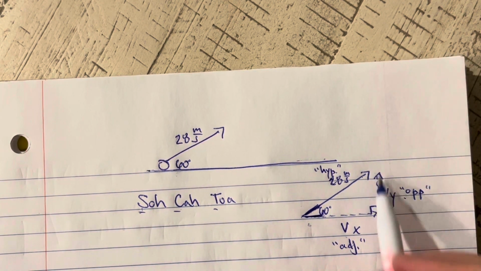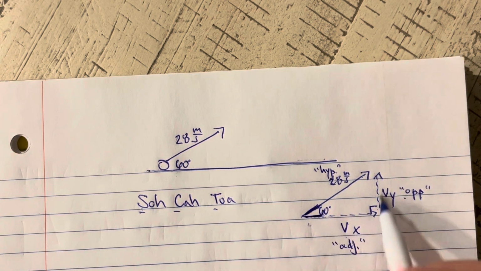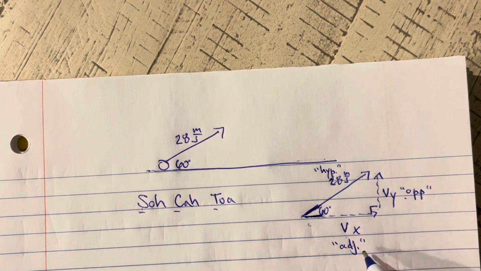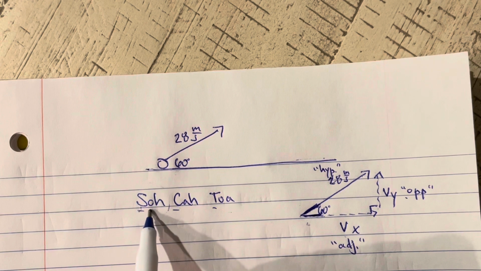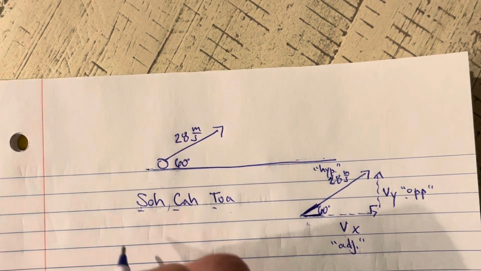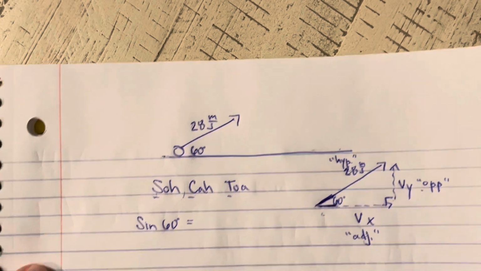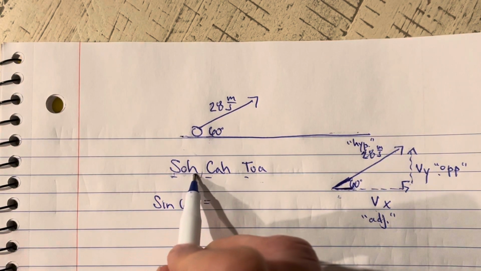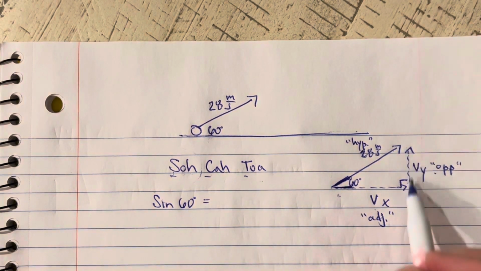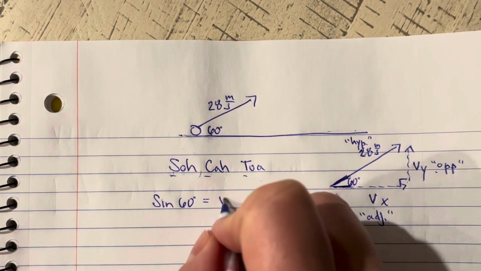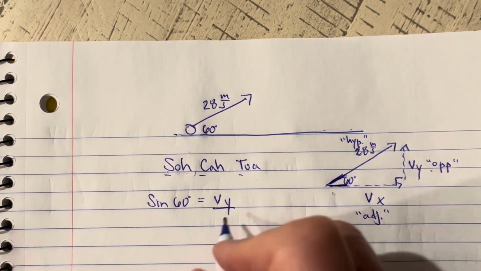So if we want to get the y component, it doesn't matter which one we get first. Relative to the angle we're working with, this is the opposite side, and we know the hypotenuse. That combination of opposite and hypotenuse, if you look at SOHCAHTOA, is sine. Opposite divided by hypotenuse. So that's how we know to set up sine of 60 degrees equals the opposite side length divided by the hypotenuse. Well, the opposite side, that's our unknown. That's what we're looking for. So it's Vy over the hypotenuse, which we know is 28.